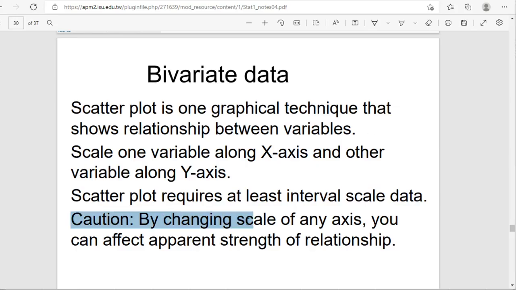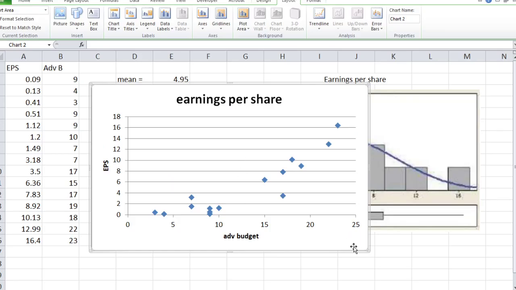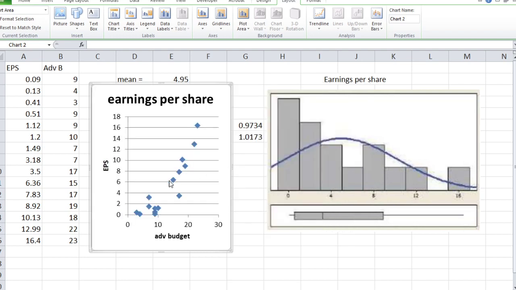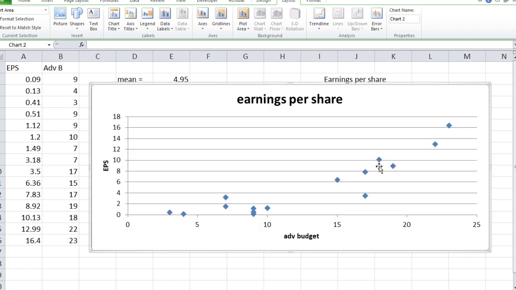As I say over here, caution, if you change the scale of the axis, you might think that this relationship between advertising budget and earnings per share is either stronger or weaker. Going back to Excel, if I, for example, squeeze this chart a little bit, you may think that, wow, when advertising budget increases just a little bit, earnings per share increase really, really fast because these numbers rise very quickly. Whereas if I stretch the x-axis, I might actually think that the opposite is the case.